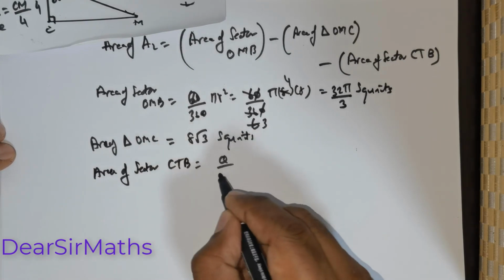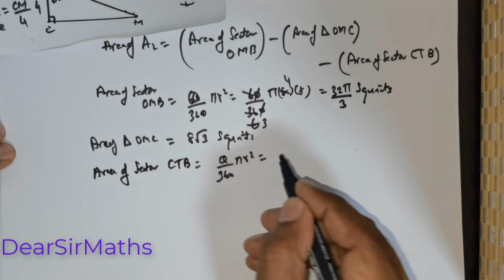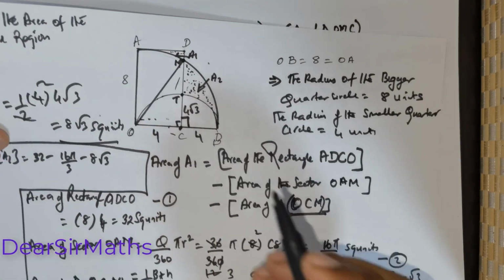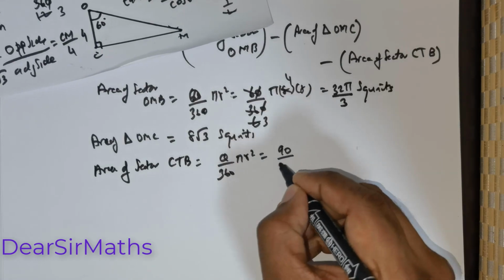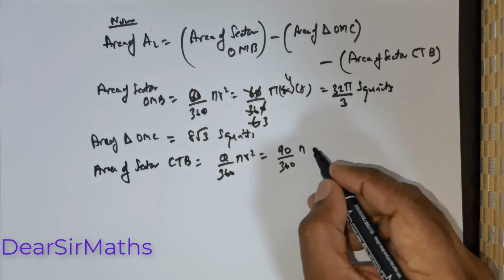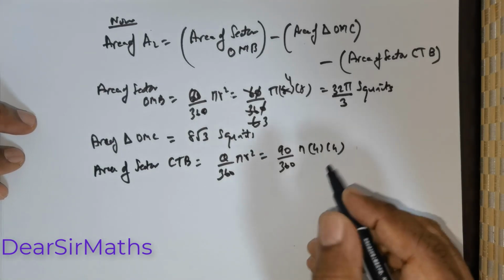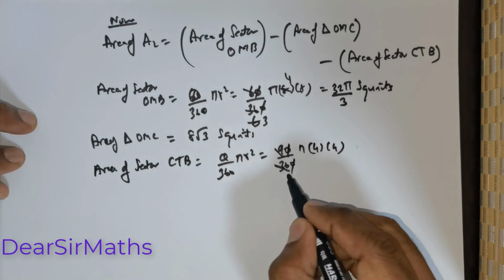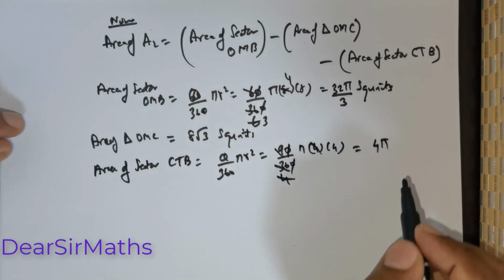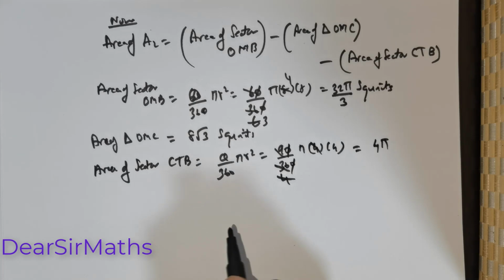What is that? Theta divided by 360 pi times r squared. What is my theta here? This is 90, right? So 90 divided by 360 pi times, what is the radius? 4 units. So 4 multiplied with 4, cancel the zeros. 9 divided 36, 4 times 4, 4 gets cancelled. You get 4 times pi.